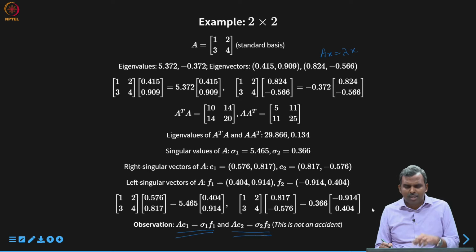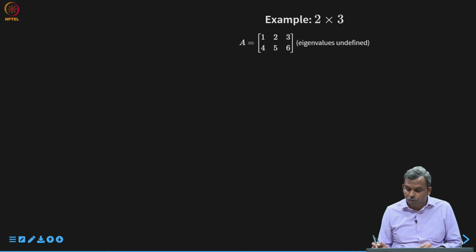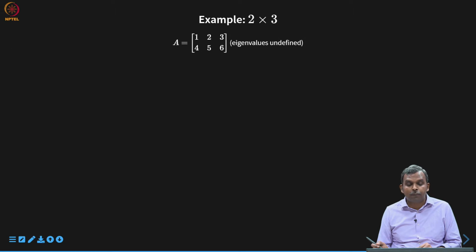Hopefully, this was clear. Let us see one more example just to drive home the point of how singular values and singular vectors work, and this time I will take a non-square example, 2 by 3, okay.